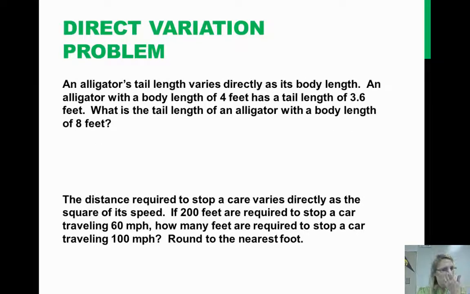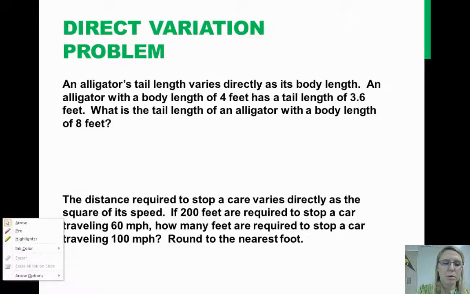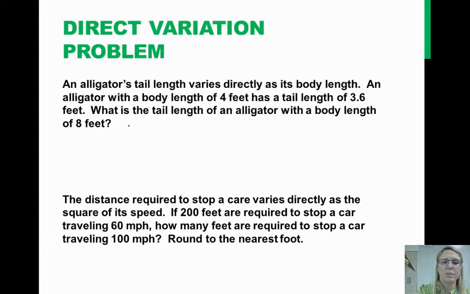So here are some example problems of direct variation. An alligator's tail length varies directly as its body length. An alligator with a body length of 4 feet has a tail length of 3.6 feet. What is the tail length of the alligator with a body length of 8 feet? On this particular one, we can set it up like a proportion, and we learned about proportions in part 1 of this section.